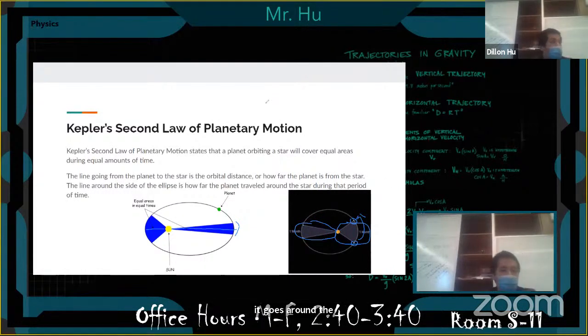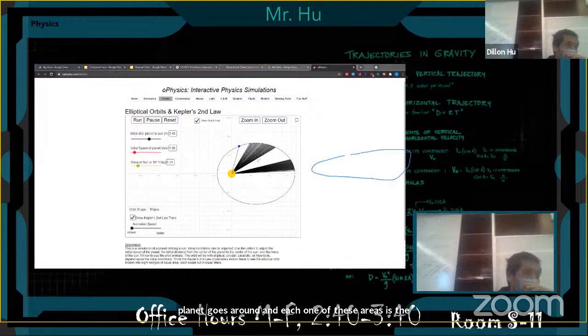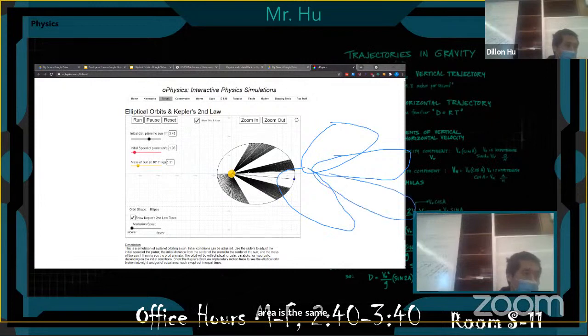To give you a visual of what this might look like, I have a little simulation here. Where is it? Here it is. Okay. This maps out different areas as the planet goes around, and each one of these areas is the same as each other. As the planet goes around the sun, it's mapping out different areas, and the amount of time that it spends during each area is the same, and the area size is the same as well. Which means that the height and width may vary, but the overall size of the area remains the same.